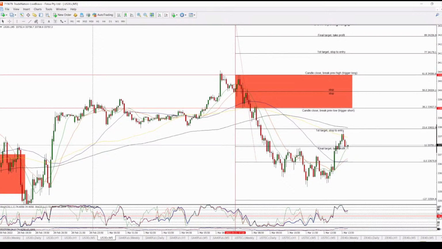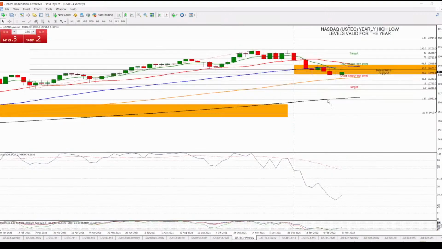So let's quickly jump into the US tech. US tech yearly high lows are currently back inside the consolidation. Push below 38.2, we aim for the 11. Push above 61.8, we aim for the 89.